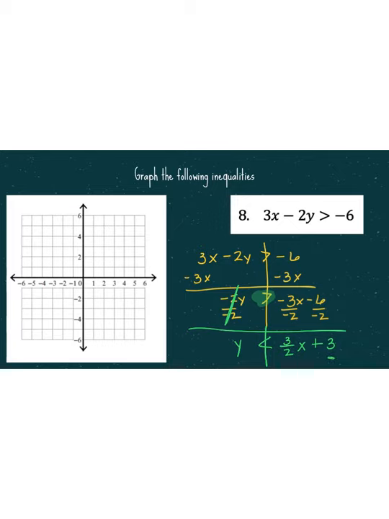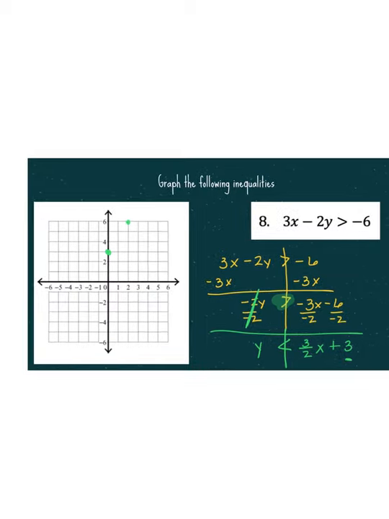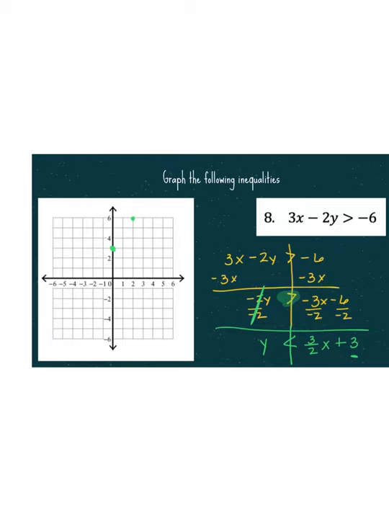Okay, so this plus 3, I'm going to start at positive 3. Plot that, and it says I'm going up 3 and to the right 2. If I can't go up 3, I'm going to go down 3 and over 2.